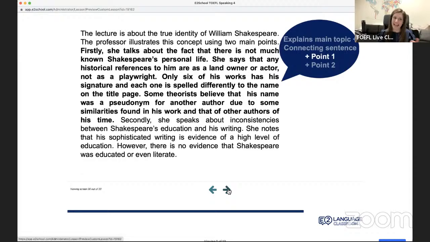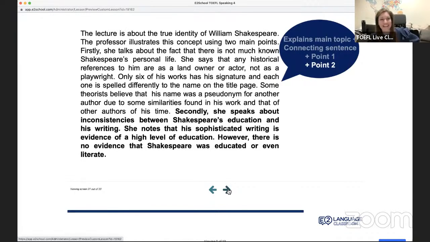Only 6 of his works had his signature, and each one is spelled differently to the name on the title page. Some theorists believe that his name was a pseudonym for another author due to some similarities found in his work and that of other authors at his time. And we've used another really good linking word to start point 2. Secondly, she speaks about inconsistencies between Shakespeare's education and his writing. She notes that his sophisticated writing is evidence of a high level of education. However, there's no evidence that Shakespeare was educated or even literate.